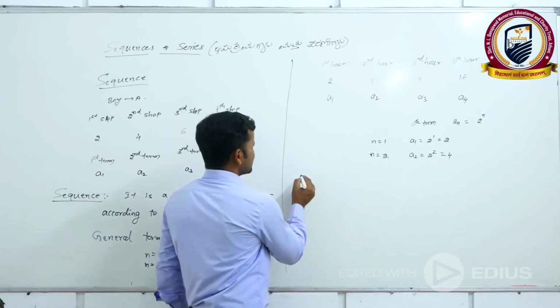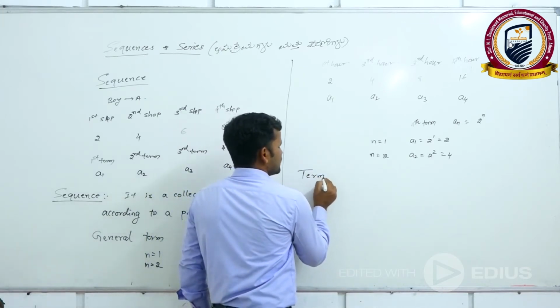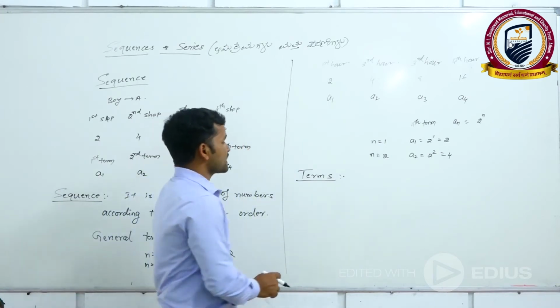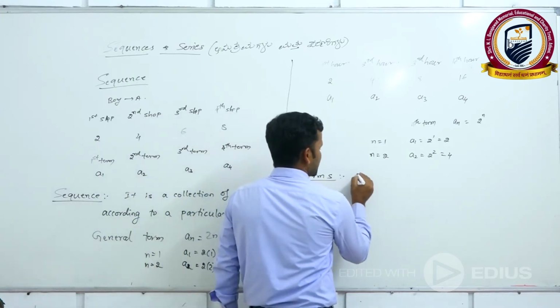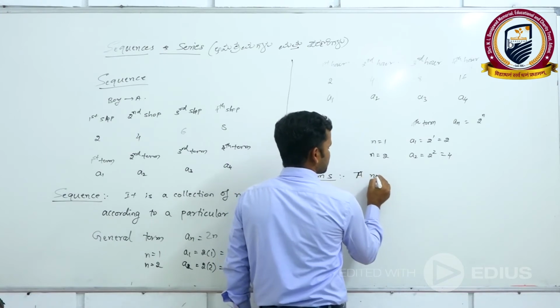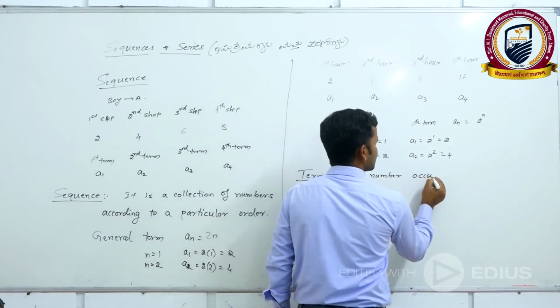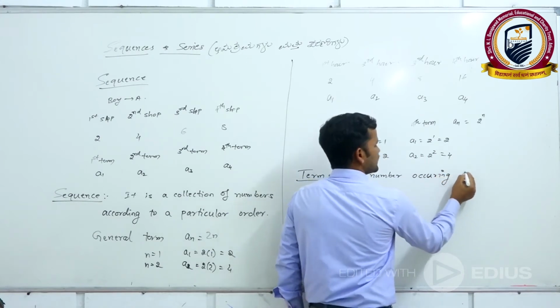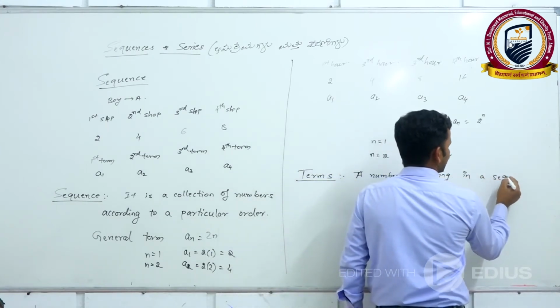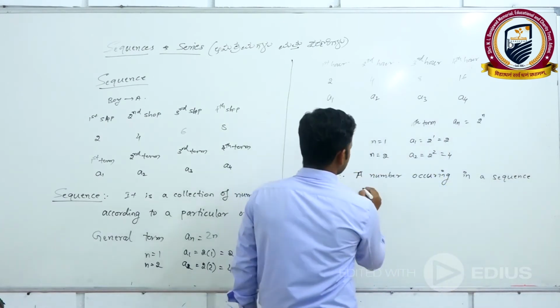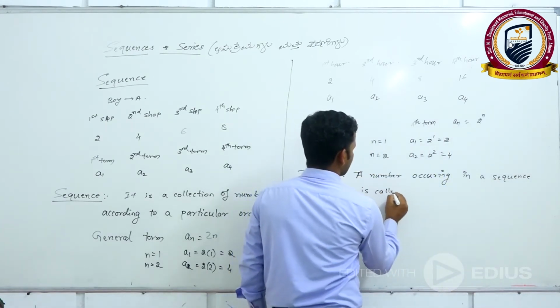Okay, we will write the definition of a term also. Term definition: a number occurring in a sequence is called a term.